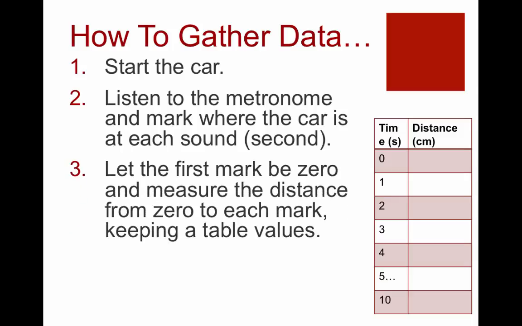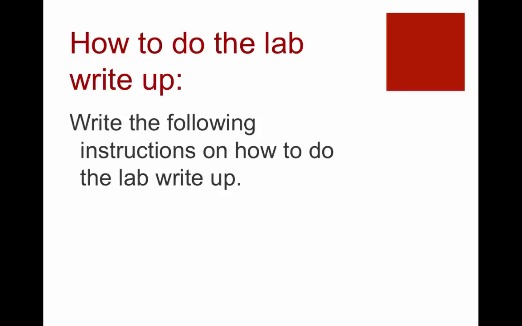Okay, then after you get all 10 of your marks down on the floor, and you're going to feel like you've gone a far distance, let the first mark be your 0. So don't worry about where the car started. Let the first mark be 0, and after that, use one of the long tape measures or a meter stick and figure out how many centimeters it has traveled every single time.